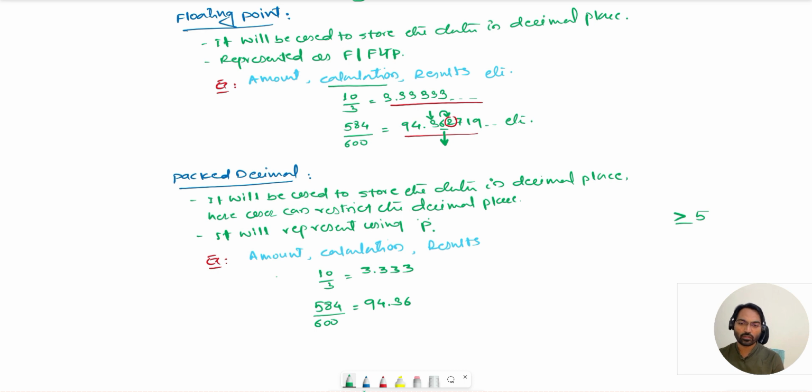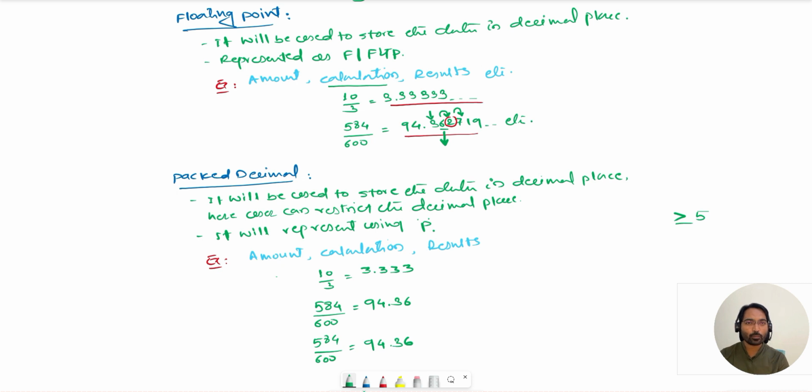Now take one more scenario. Same 584 divided by 600, but I want to restrict it to three digits after the decimal. So 94 point, the first digit will be printed as it is. The second digit will also be printed as it is. Now before he prints the third digit, in the third position the value is 2. Before he prints the third value, he will look at the fourth value, the fourth position value. Is that value greater than or equal to 5?